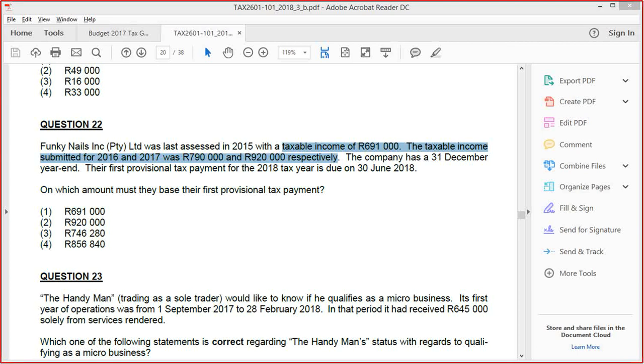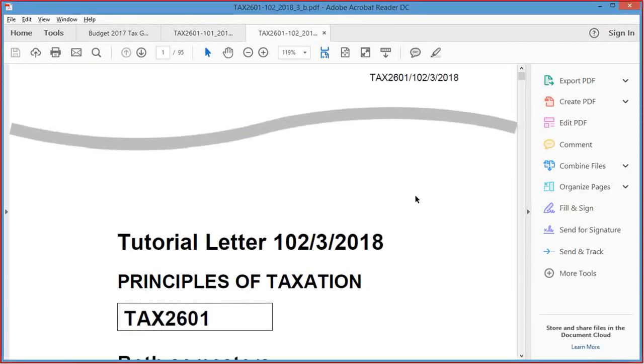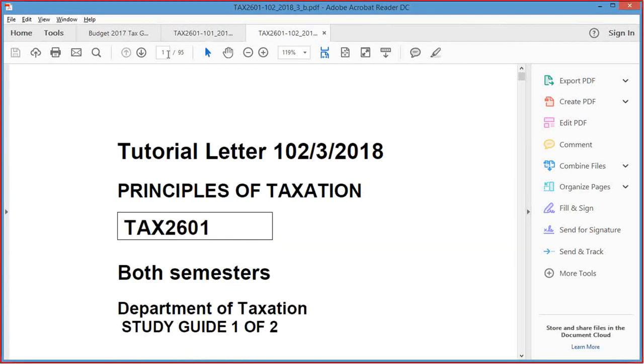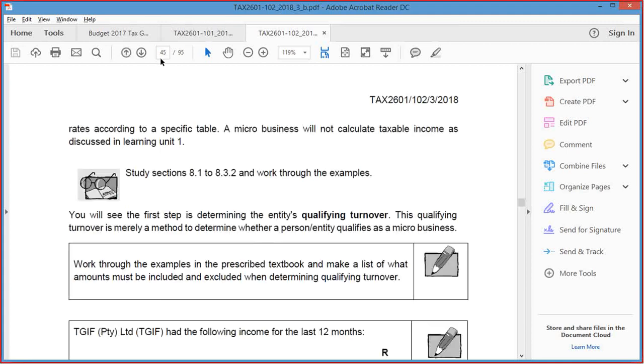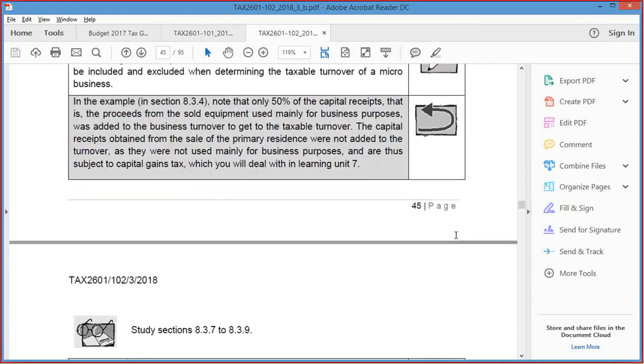Let's see, what book? First book? Which one would that be? Probably this one. Okay, yeah, this looks like it. Yeah, 95. Okay, chapter 3 is probably around page 40 or so. Yeah, micro businesses. Turnover tax.